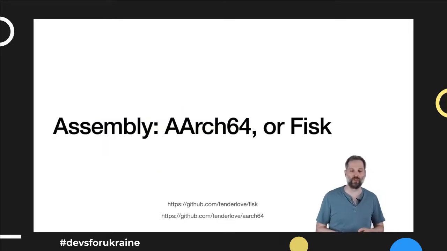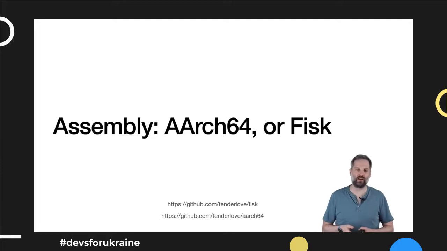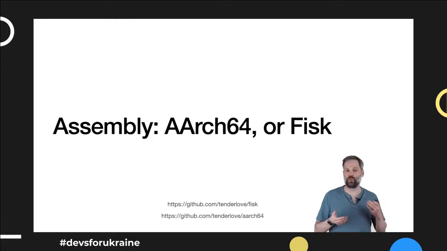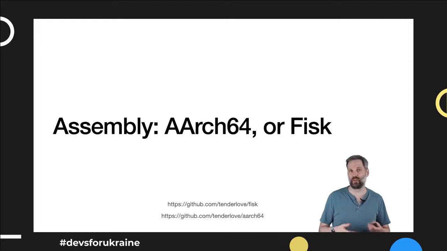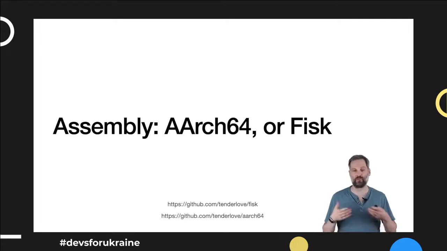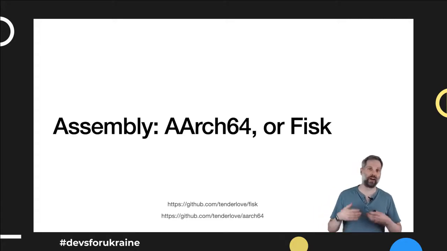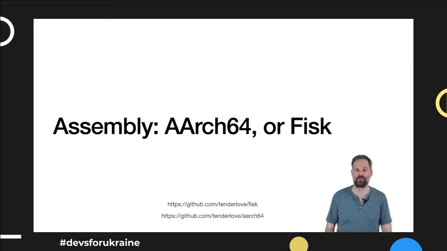So the next thing that you need is an assembler. And we have a couple choices here. I wrote one gem called AArch64, which is an assembler for ARM64 processors, and another called Fisk, which is an assembler for x86 processors. So you have to select the one that you're targeting for the platform that you're targeting. In these slides, I'm going to be using the AArch64 gem, and that's because I'm on a Mac, an M1. It has an ARM64 processor, and that's what I've been working with.